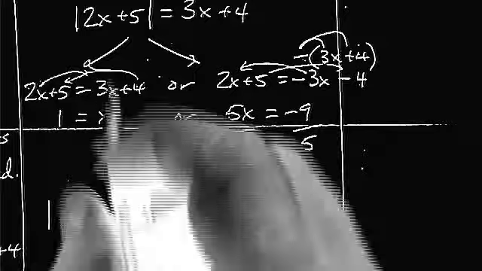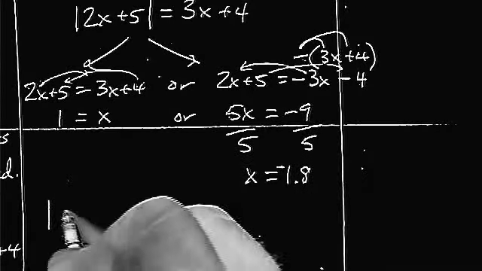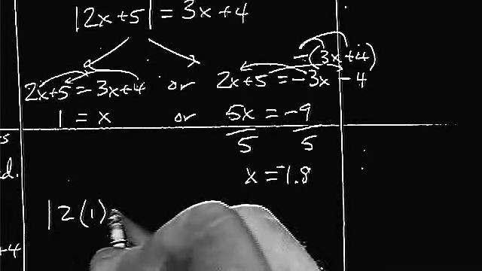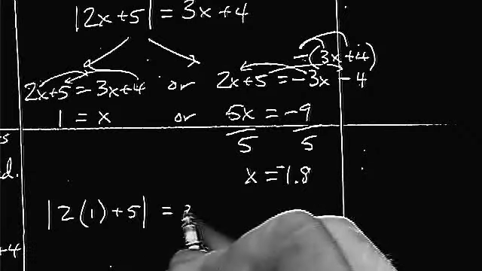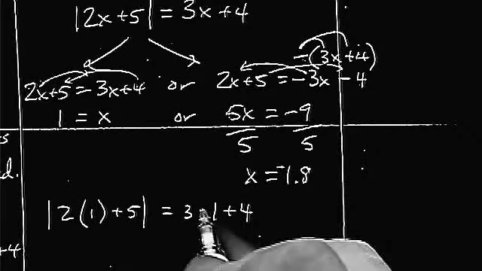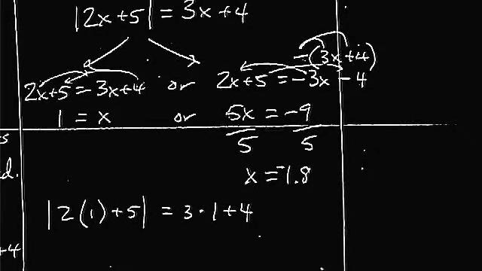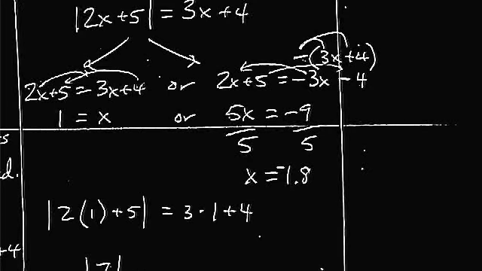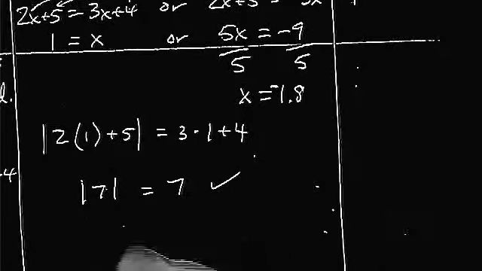So I'm going to go back to the original statement up at the top here. The absolute value of 2 times 1 plus 5 equals 3 times 1 plus 4. We're going to plug in one of the solutions and see if it works. So we have 2 plus 5 is 7, so we have the absolute value of 7. 3 times 1 plus 4 is 7. That's a good solution. Okay, that worked out.